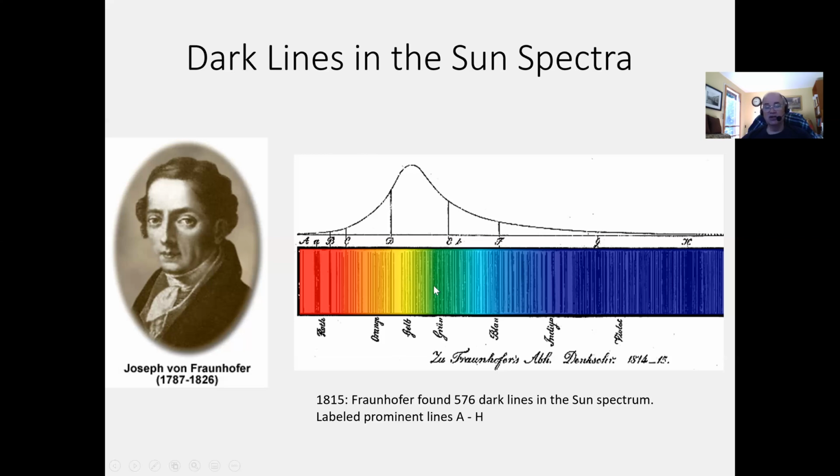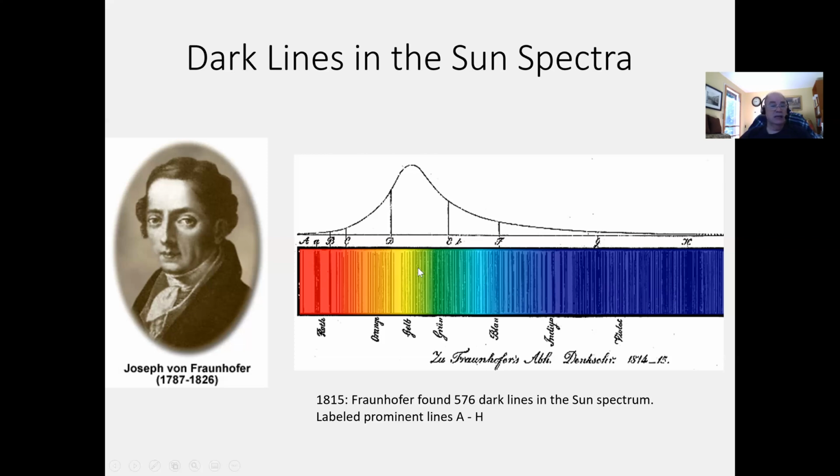He saw 576 dark lines, and he drew them all meticulously. At least he drew 100 or 200 of those meticulously, where they were in the position of his spectrum. And some of the lines were more prominent than others, and he gave them names, letter numbers, which have become very famous. They are still used today. You can see A, B, C, D, E, the Fraunhofer lines.